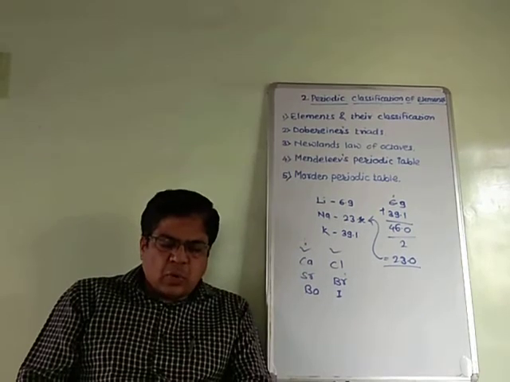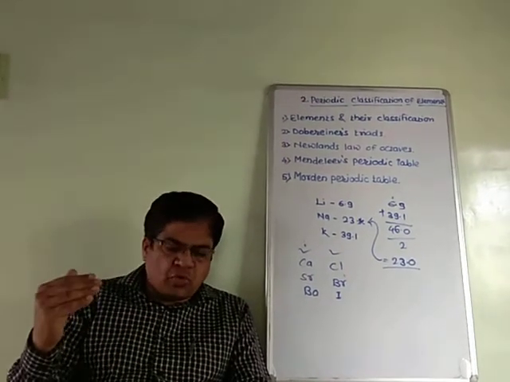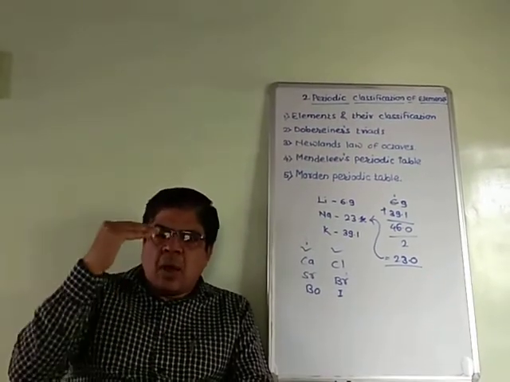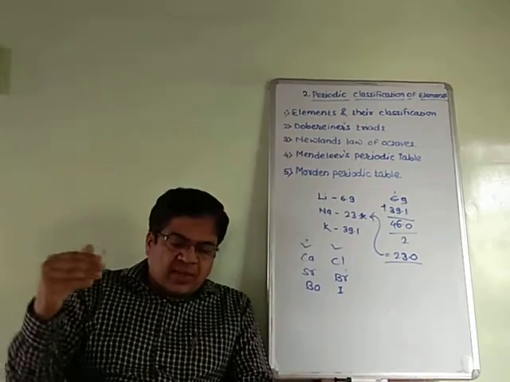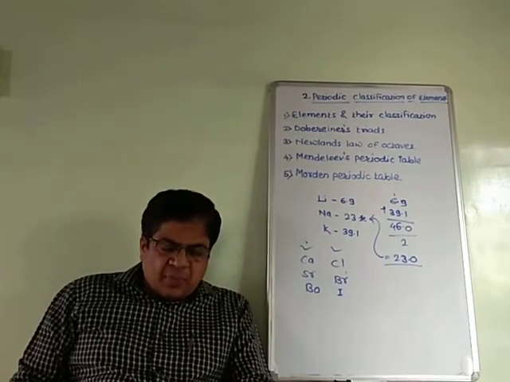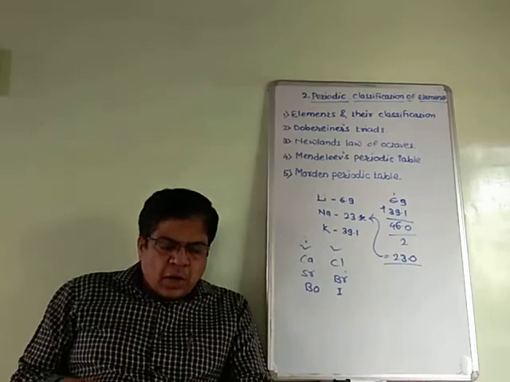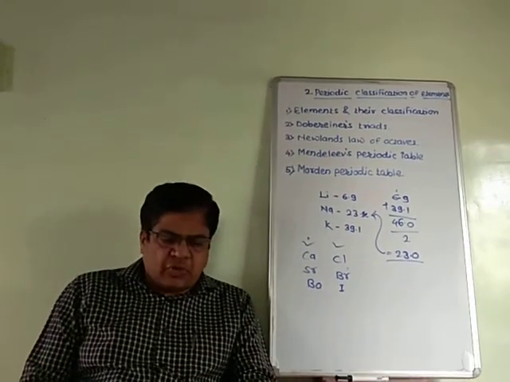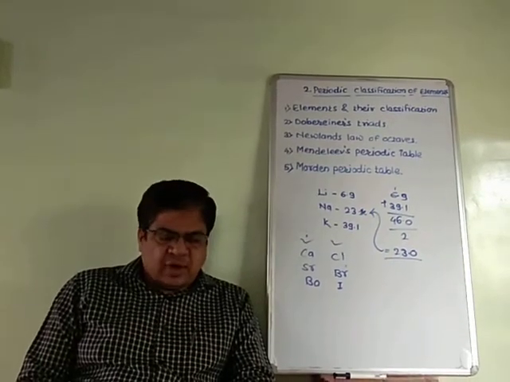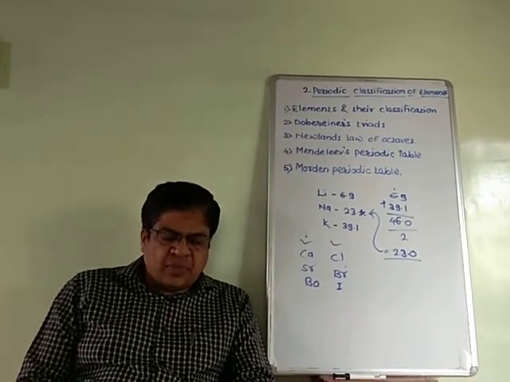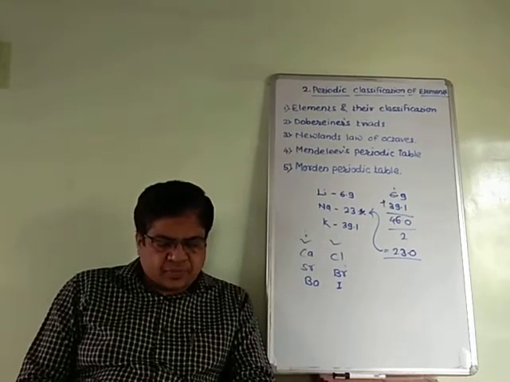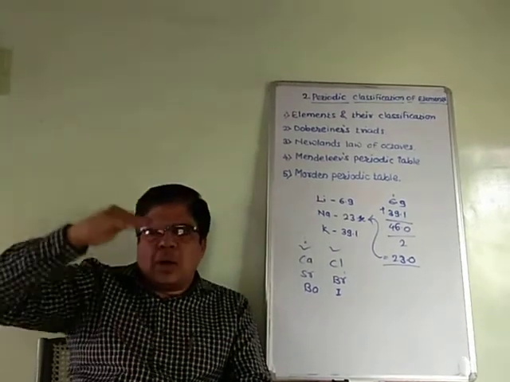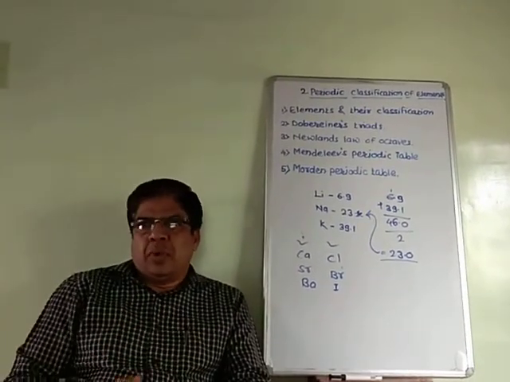While going down the group, atomic size goes on increasing. While we go down the group in the periodic table, we observe that atomic size goes on increasing. This is because while going down a group, a new shell is added. Therefore, the distance between the outermost electrons and the nucleus goes on increasing. As a result of this, atomic size increases. This happens as we come down the periodic table.